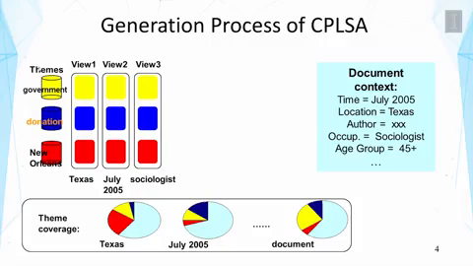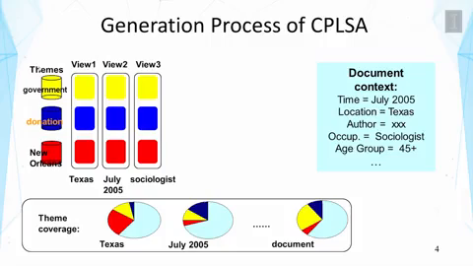And each view is a different version of word distributions, and these views are tied to some context variables. For example, tied to the location Texas, or the time July 2005, or the occupation of the author being sociologist. Now, on the right side, we assume the document has context information. So the time is known to be July 2005, location is Texas, etc. Such context information is what we hope to model as well.